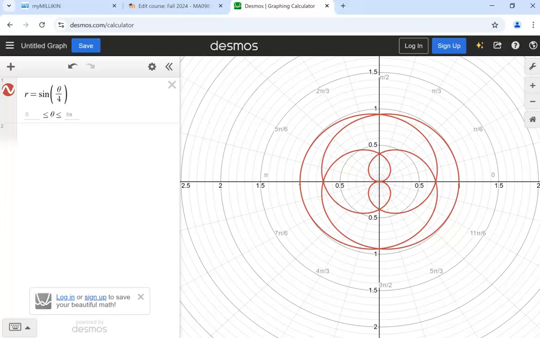Right? So, well, just follow this around. By the time I get to pi, I'm here. By the time I get to 2 pi, I'm not here. Right? I haven't connected back up again.